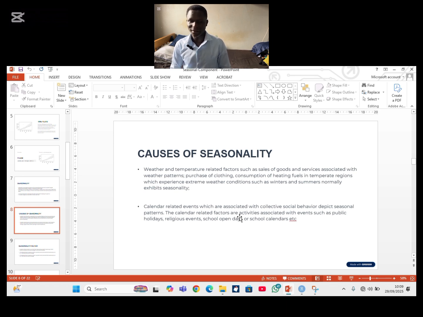And because the weather will not change all at once like that, it will continuously cause seasonality. You will continuously notice that same pattern in the sales of those umbrellas, or let me call them seasonal goods. And we could see that also in agriculture. Agriculture produce is highly affected by weather and temperature changes.